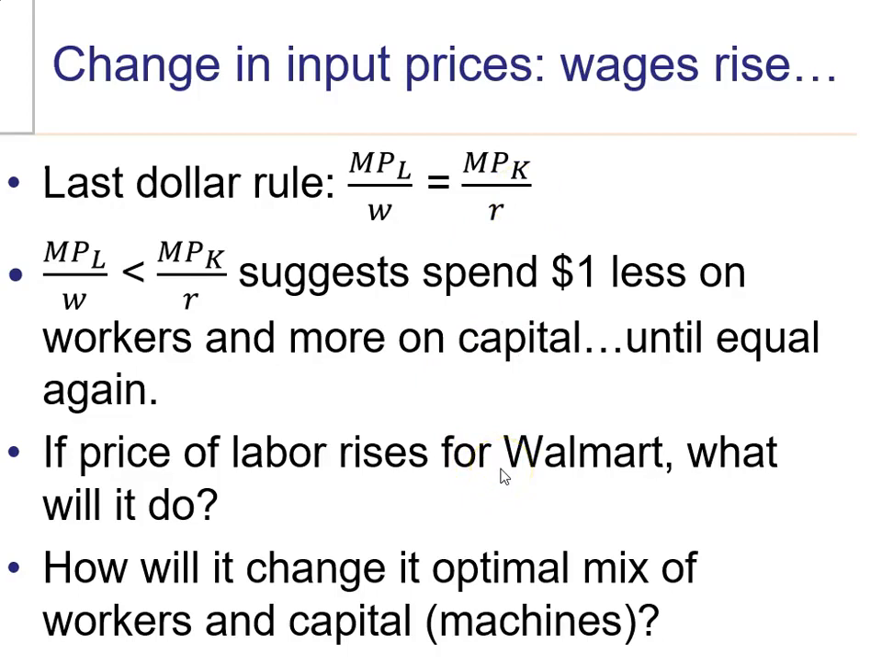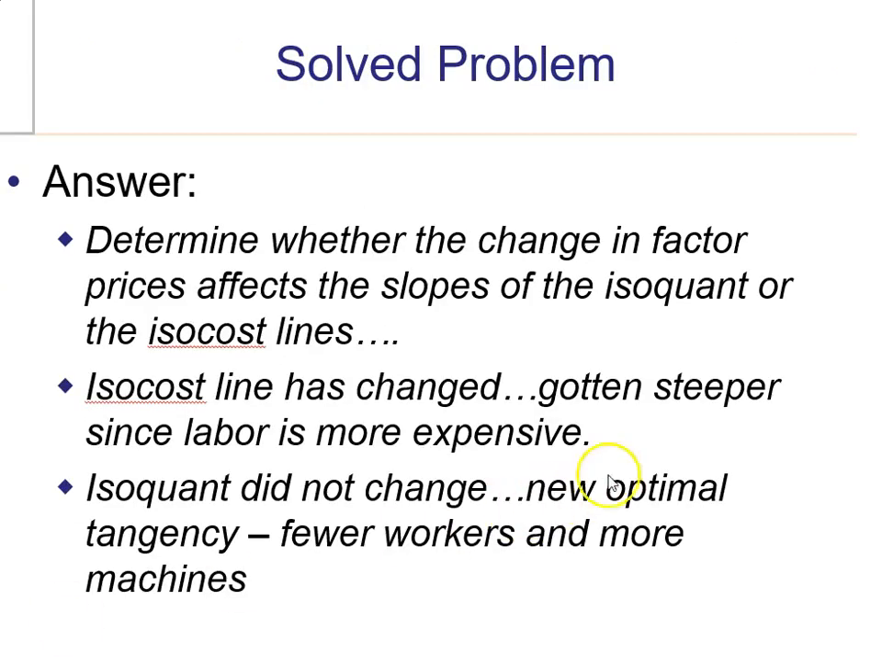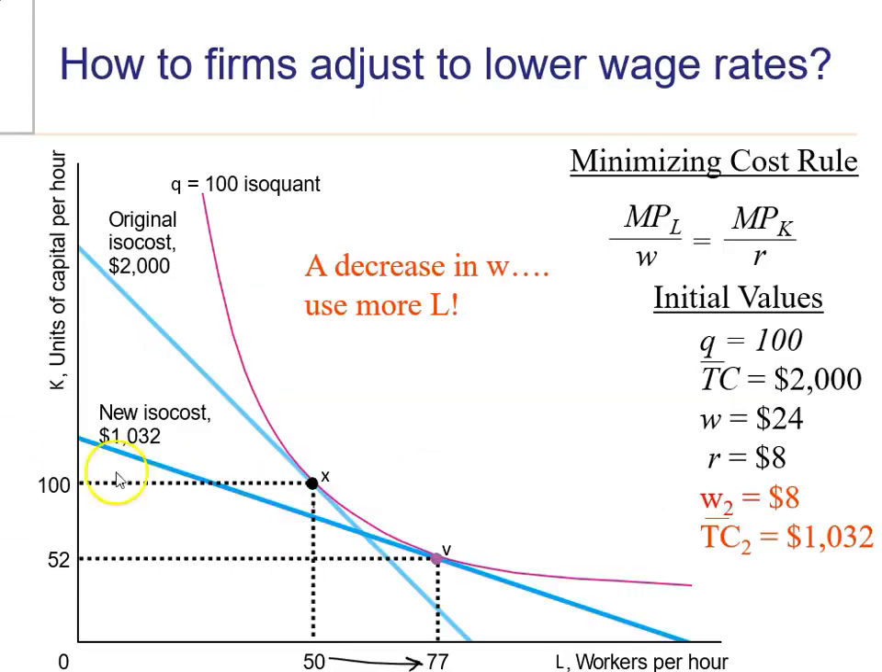They pay their workers more, they use more machines, more capital, and fewer workers now for the optimal. And that's what this answer here says. Look at your isocost line. If you pay your workers more, that line's gotten steeper. So workers are more expensive. Isoquant didn't change. So this is just the opposite of what we found previously. The optimal bundle now will be up here if we have to pay our workers more and we pay our machines the same amount. Okay? So that's how you answer the question if wages were to go up instead of going down.